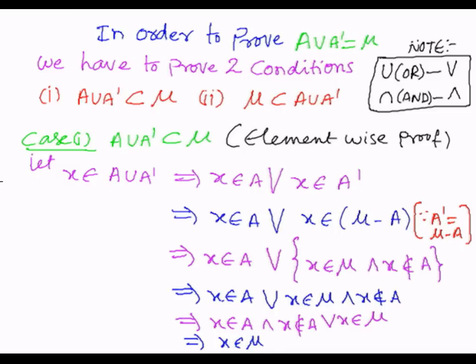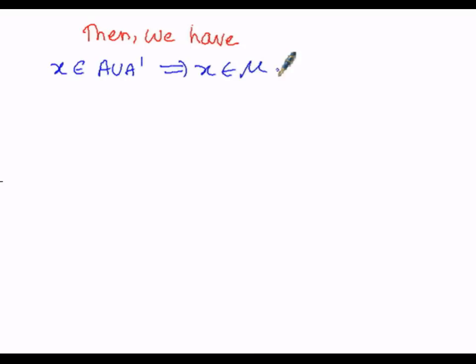Then we have the LHS x belongs to A union A', which implies x belongs to μ, the right hand side. So from this it is clear that element x is present in the A union A' set, and the same element x also belongs to the universal set on the right hand side. So the elements of A union A' are also the elements of the universal set μ. Therefore A union A' is a subset of the universal set μ. So we have proved the first condition.